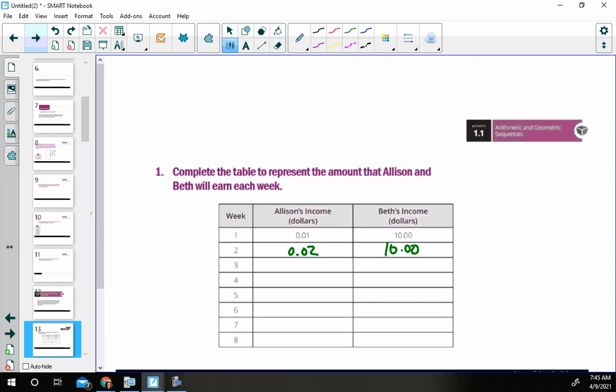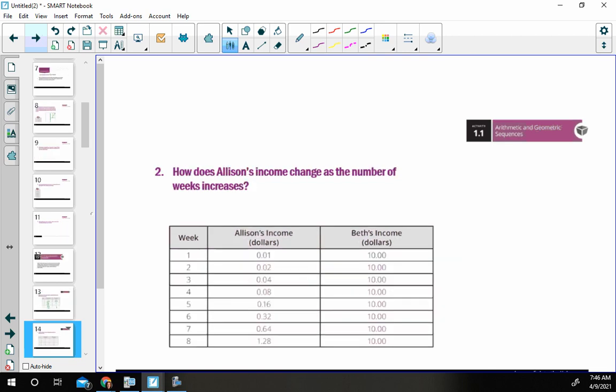Okay, so what I want you to do is pause the video and try to keep this pattern going and see what you notice. All right, so that should be what it looks like. I'm going to go ahead and flip to the next screen here.